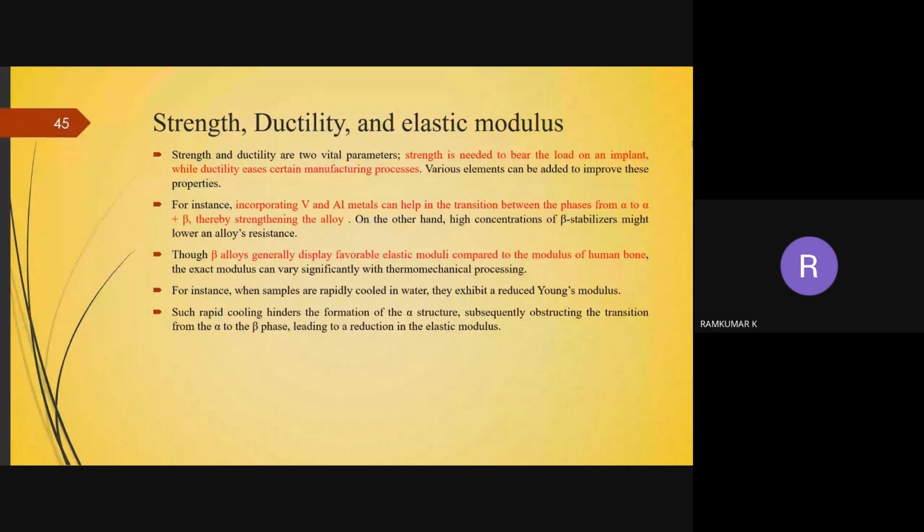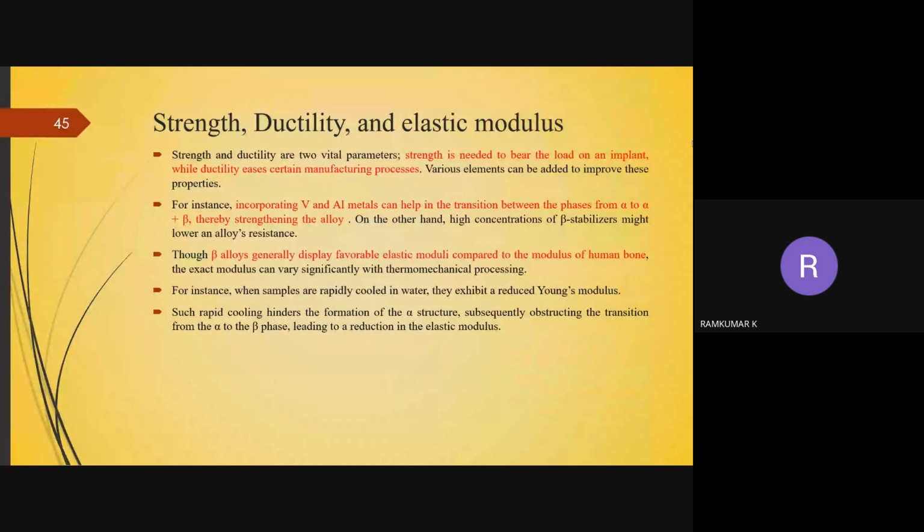You should not make the concentration of beta stabilizers more, so it will lower the alloy's resistance. If the alloy's resistance is increased, it will reduce the biocompatibility. It won't make a proper bond with the adjacent bones. So that should also be taken care of. So the beta alloys help in a favorable elastic modulus compared to the modulus of the human bone.